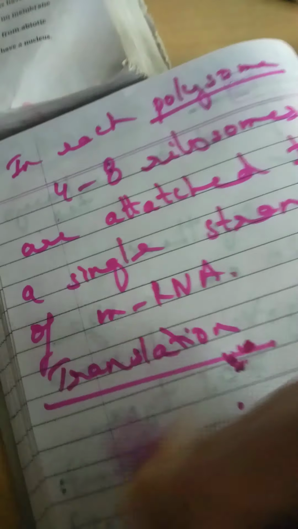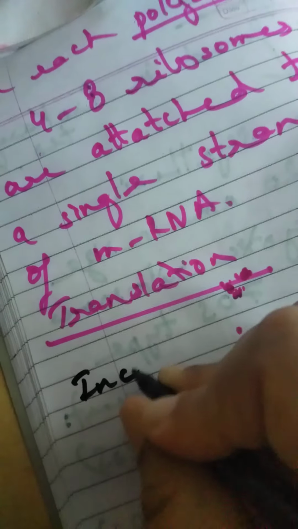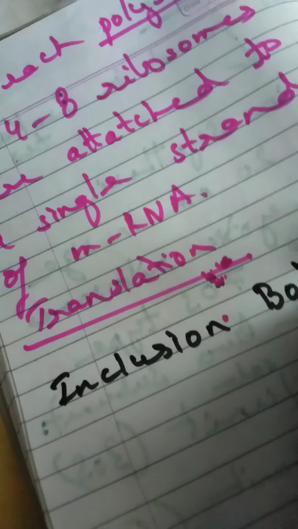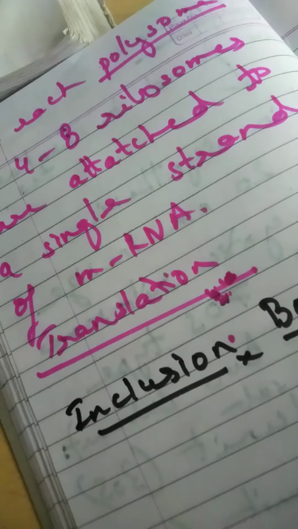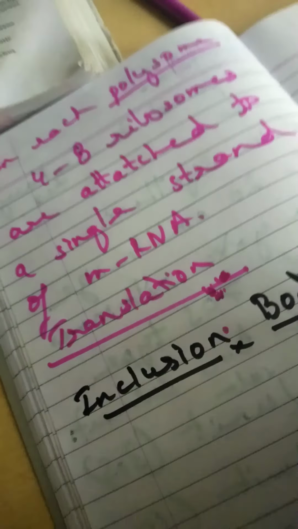Now there are certain inclusion bodies also found in the prokaryotes. They are non-living structures which are present in the cytoplasm.